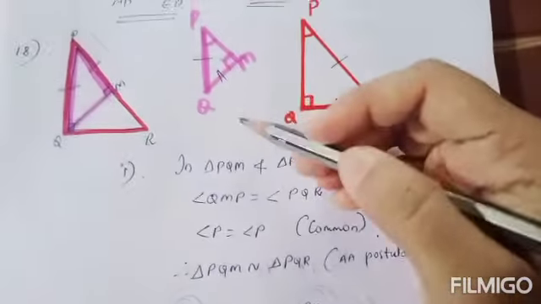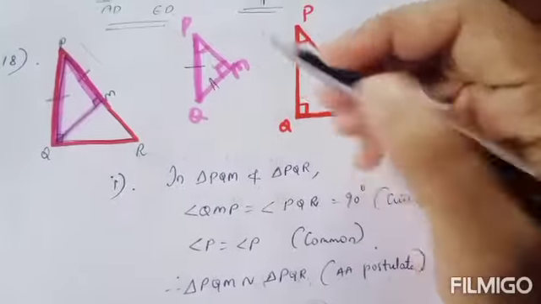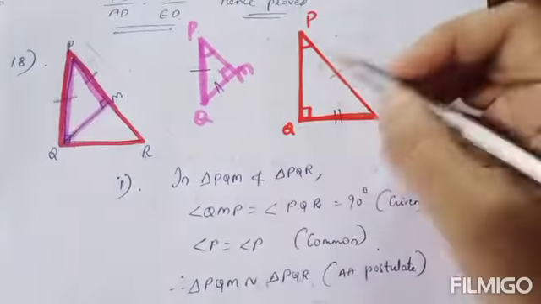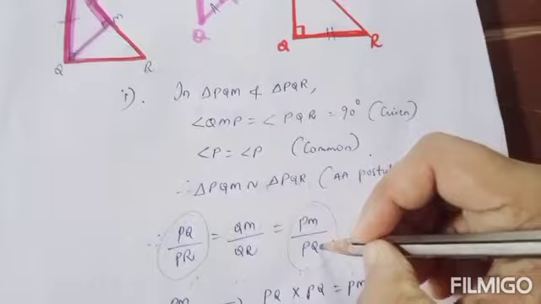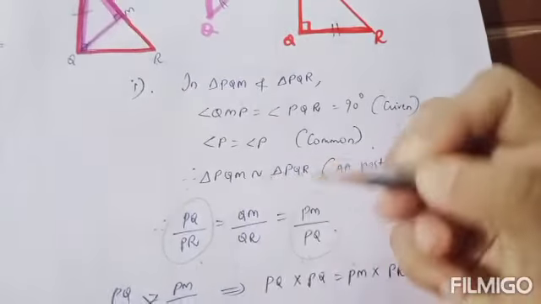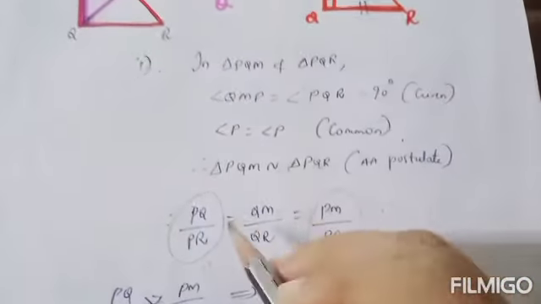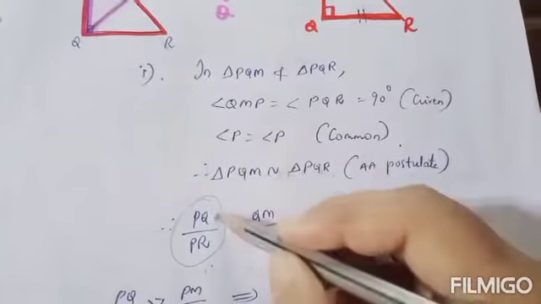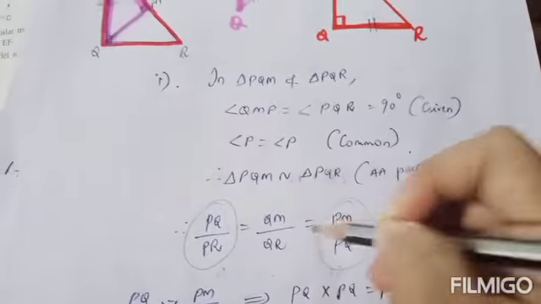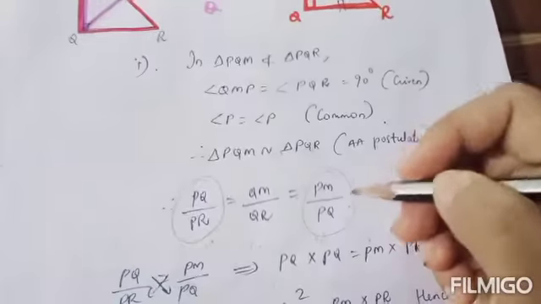Now, only one side remains in both the triangles. Here it is PM and in this it is PQ. So you can write PM by PQ. These are the ratios of corresponding sides, and they will be equal. PQ by PR equal to QM by QR equal to PM by PQ.